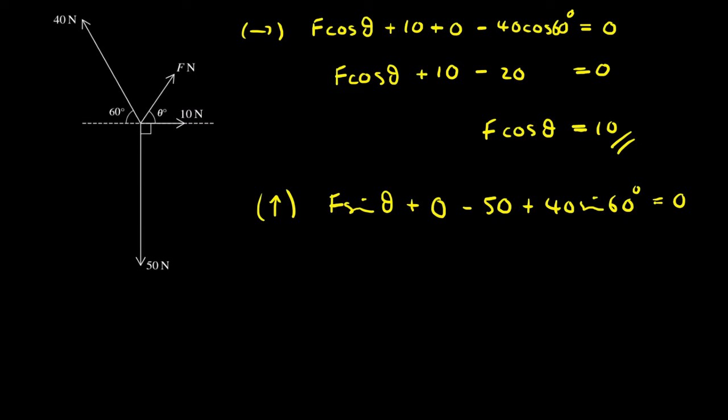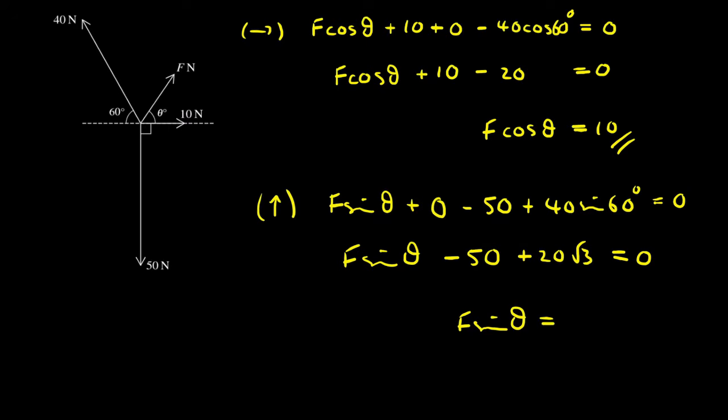So let's try to simplify that. That's going to give us F sine theta minus 50. Sine 60 is root 3 upon 2, so that's plus 20 root 3 is equal to 0. And that means that we can write that F sine theta is equal to 50 minus 20 root 3.